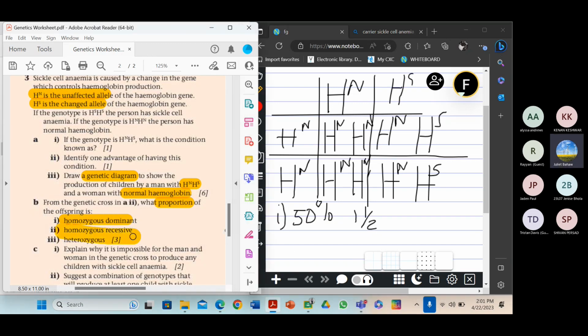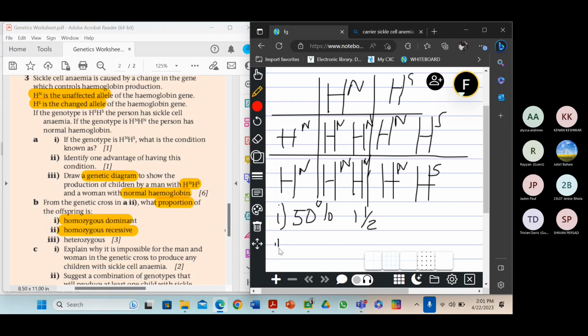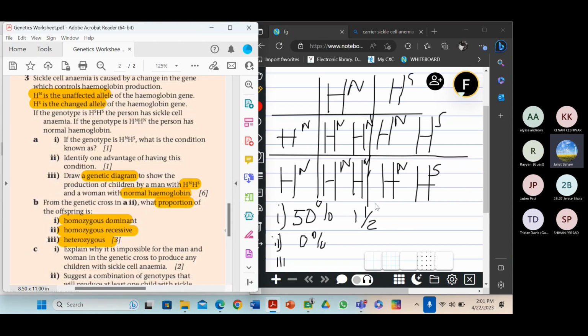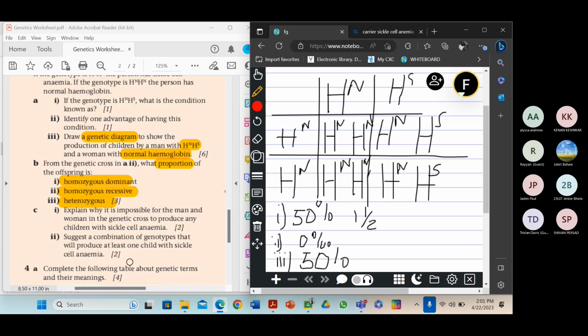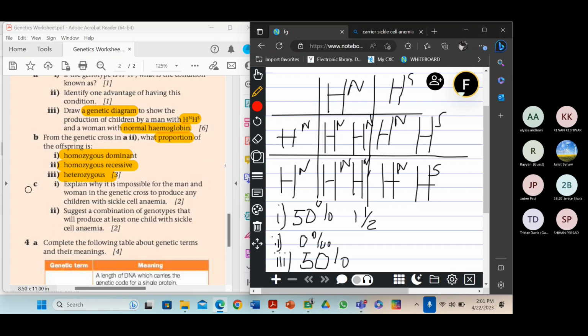Then they say homozygous recessive. So anybody homozygous recessive here? No. So you put 0%. Last one now. Heterozygous. Anybody heterozygous? Yes. We also have these two, which encompass 50% as well. You're seeing that, right? Okay, so let's move on to C.